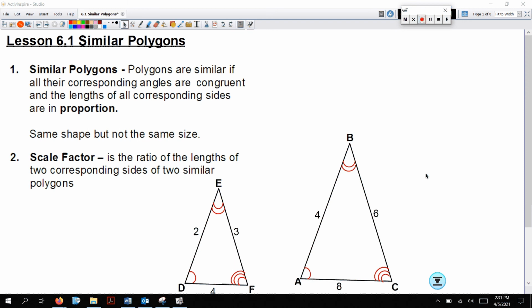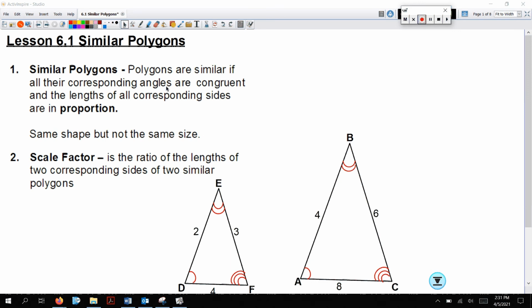All right, today's lesson is 6.1, similar polygons. Here are two definitions. One, definition of similar polygons. Polygons are similar if all their corresponding angles are congruent and the lengths of all corresponding sides are in proportion. They have the same shape, but not the same size.